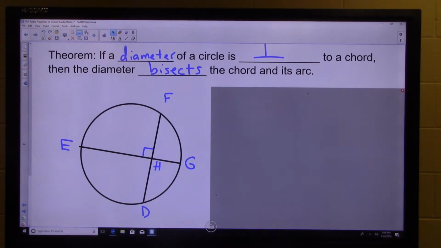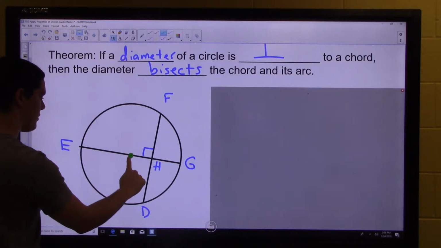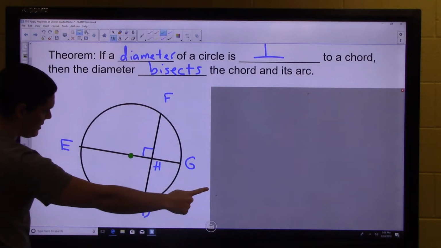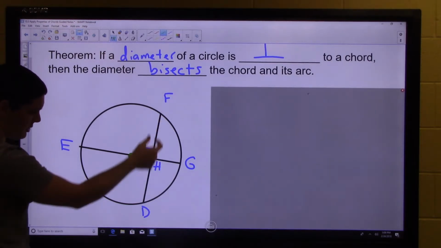All right, let me talk about this. So what we're saying here, here's the given information. I haven't written this down, but EG is a diameter. Okay, so that'll be the center of this circle. You can label it if you want. You can call it circle A or whatever. But we've got that center of the circle. And we know EG is a diameter, and so we also know that it's perpendicular to this chord.